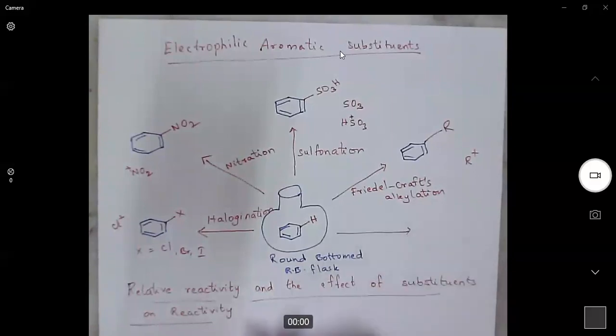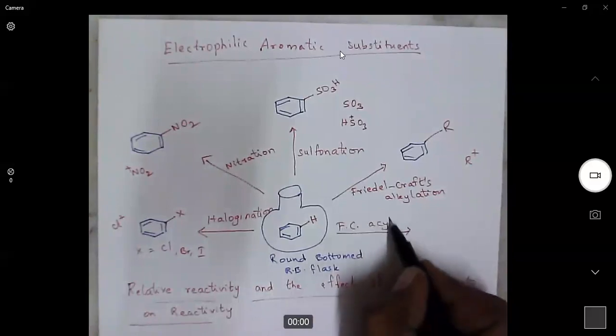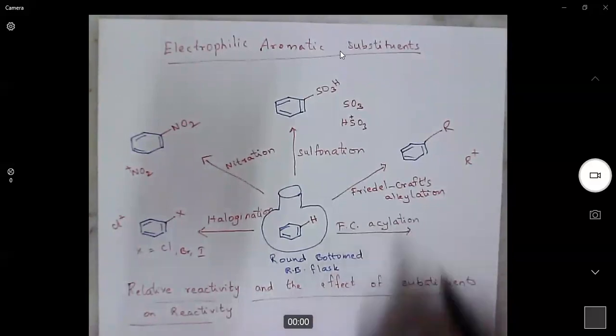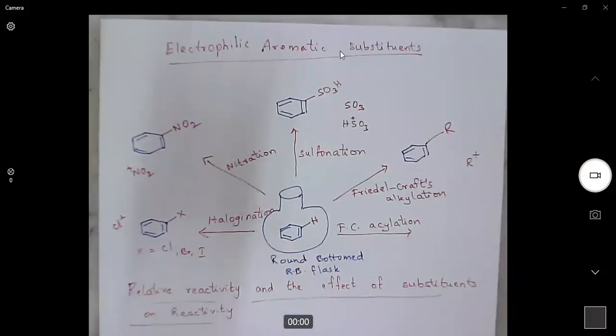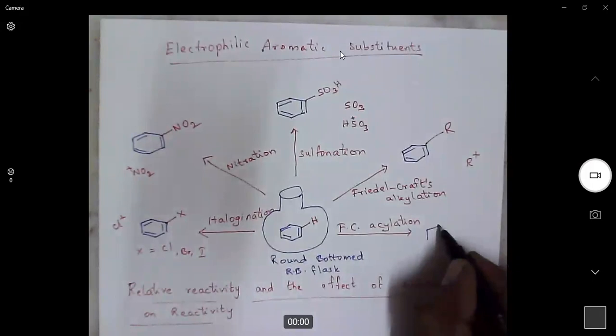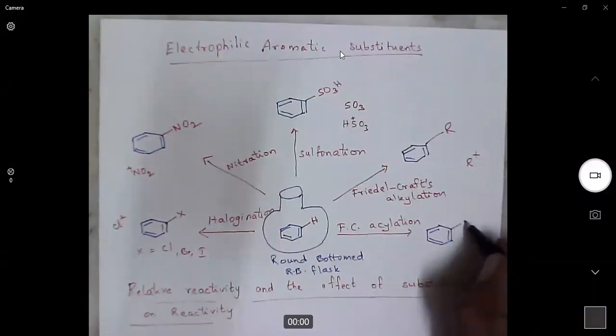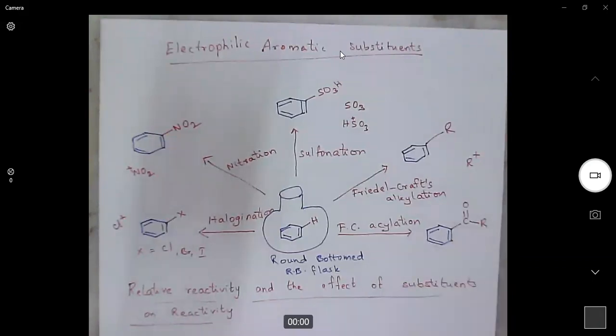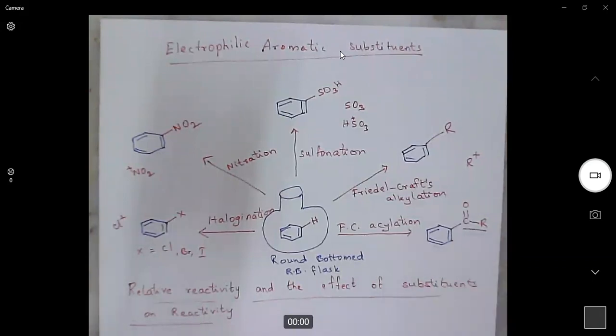The final aromatic electrophilic substitution is Friedel-Crafts acylation. I expect you might have completed this reaction also. I have given this for your own exercise. What is Friedel-Crafts acylation? One of the hydrogens is replaced with an acyl group. What is acyl group? COR. It is called an acyl group.